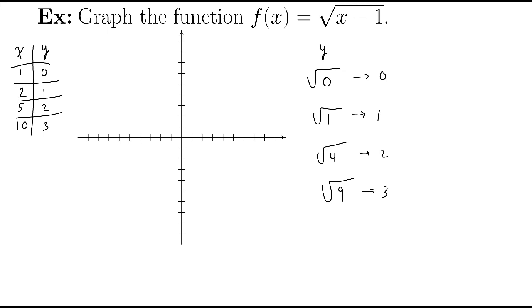1, 0, 2, 1, 5, 2, 10, 3, about right there. Okay, and that's what this graph looks like. It kind of looks like half of a parabola, a quadratic turned on its side.